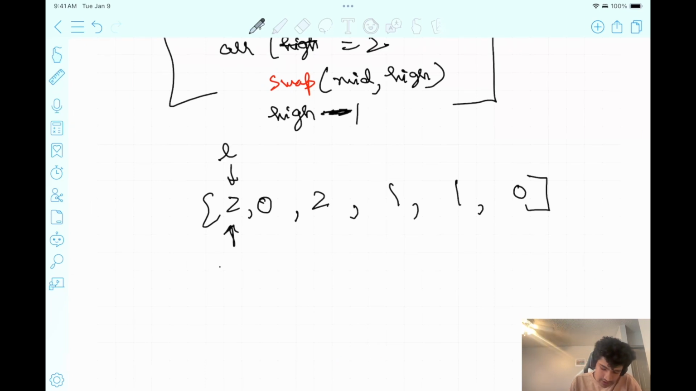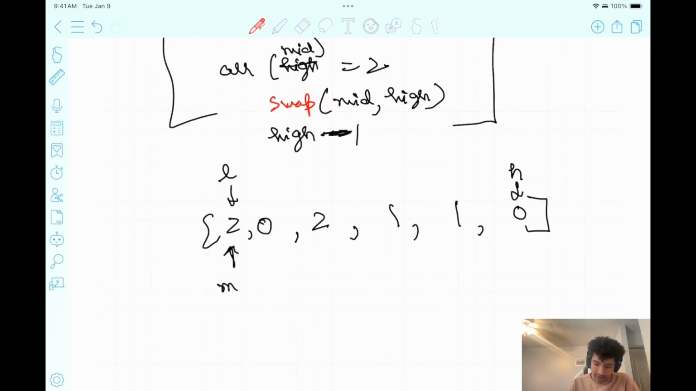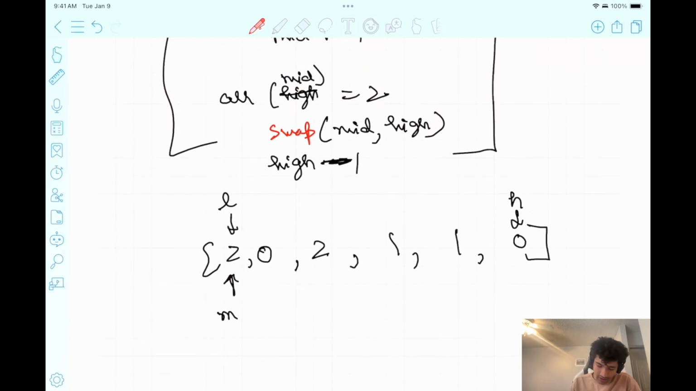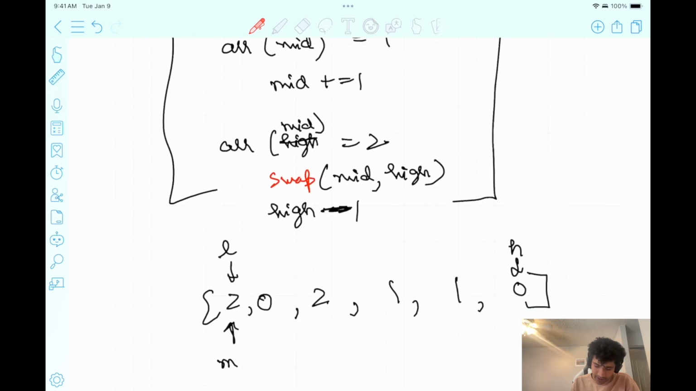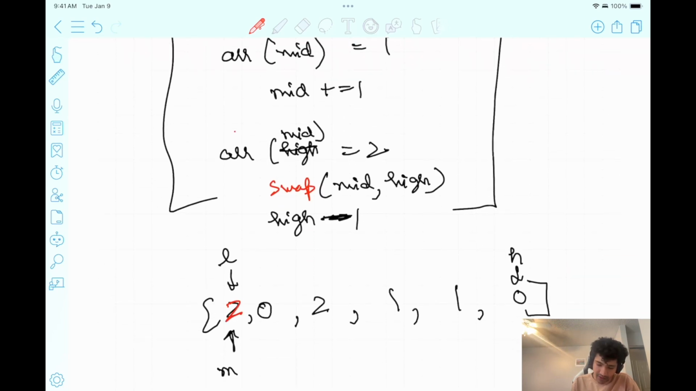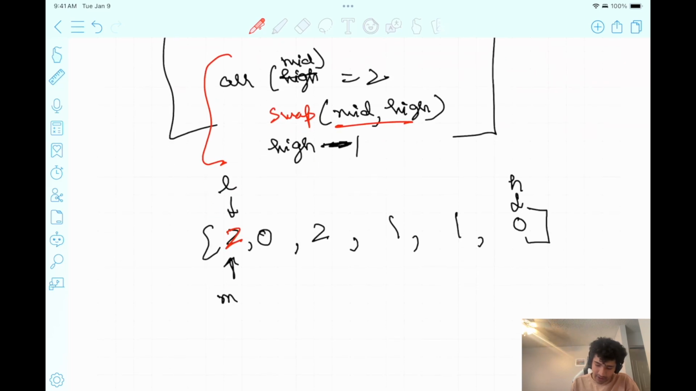Low is over here, mid should be over here, high will be over here, right? Let's start with seeing what mid is exactly. Mid is equal to 2. So when your mid is equal to 2, you need to swap mid with high. So swap both of these. This will become 0, this will become 2. High will be decremented. This will come up over here, right?